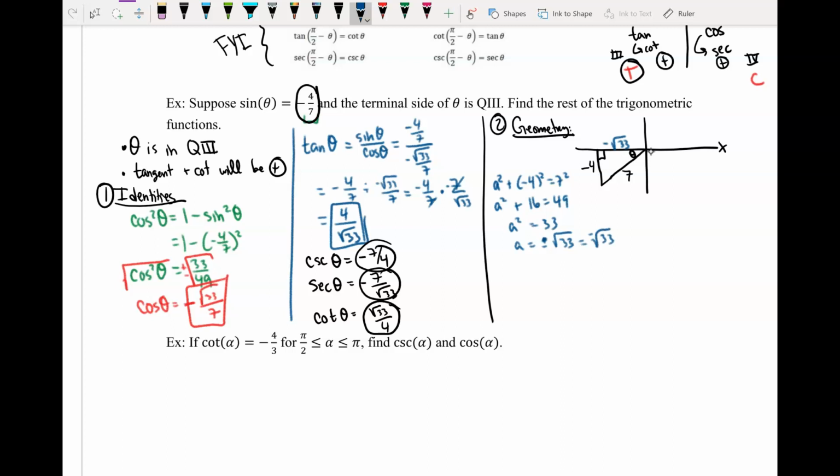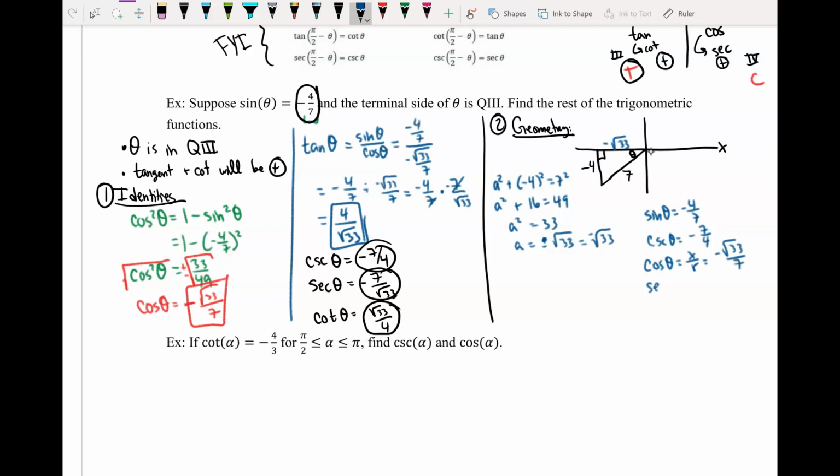And now, because I know what sine is, negative 4 over 7, we can easily figure out what cosecant is, which is just negative 7 over 4. And now we can just figure out the rest of it. So we know that in this case, the cosine is going to be, you can either use SOHCAHTOA or you can just use the fact that the cosine is the x over the r. Well, x is just going to be the negative square root of 33 over 7.